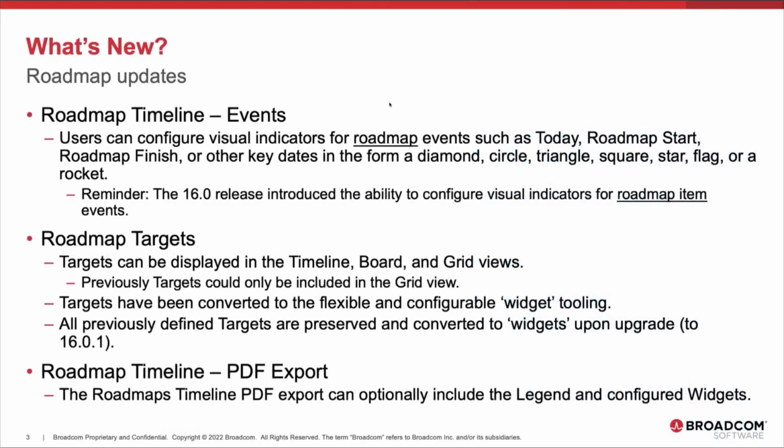If you remember, in 16.0, that release included the ability to configure visual indicators for roadmap item events. So this is different. This is at the roadmap level itself. Secondly, targets. Targets can now be displayed in the timeline board and grid view. Previously, targets could only be included in the grid view itself. Targets have been converted to the flexible and configurable widget tooling, and all previously defined targets are preserved and converted to widgets upon upgrade to 16.0.1.